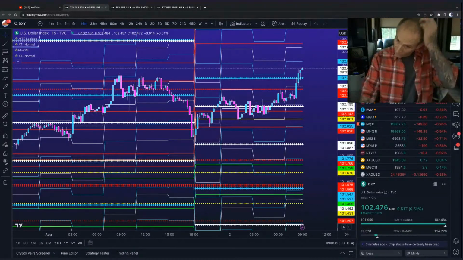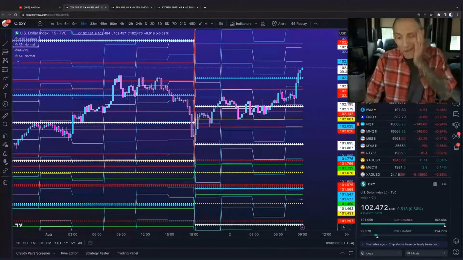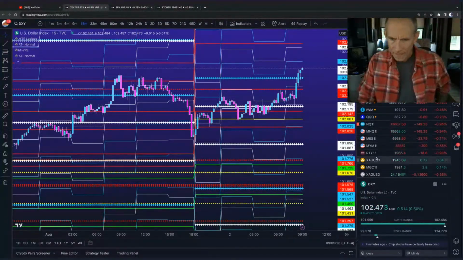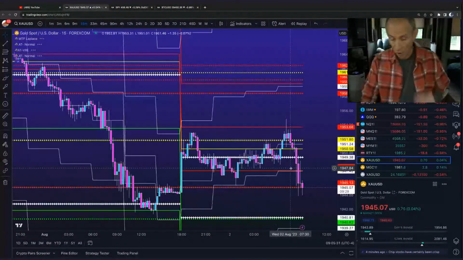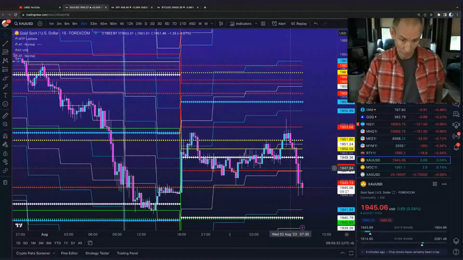All right, VIX is starting to really pop. No problem. Yeah, with this little Dixie move too, let's check gold out. Of course, gold is very, very negatively correlated with Dixie.